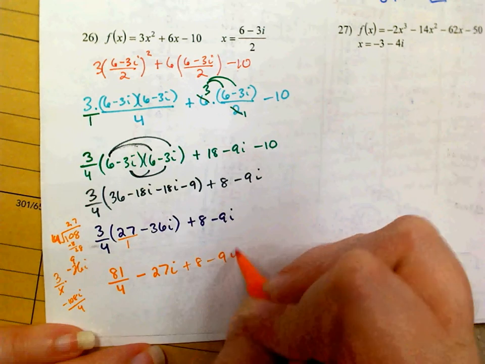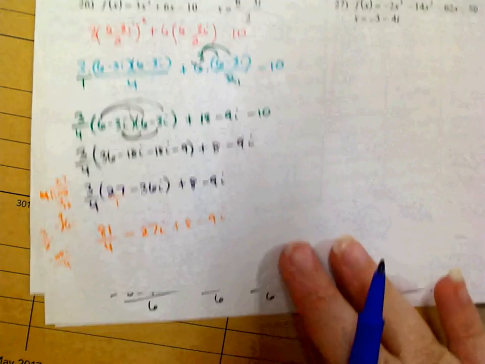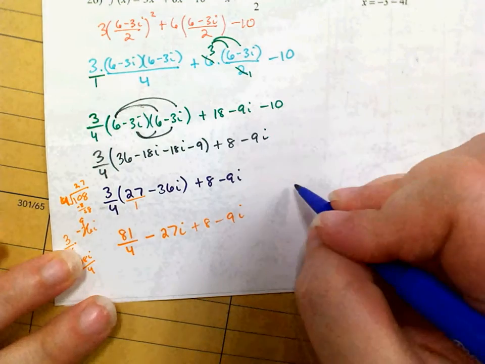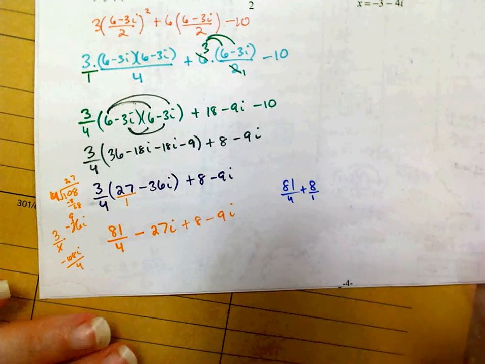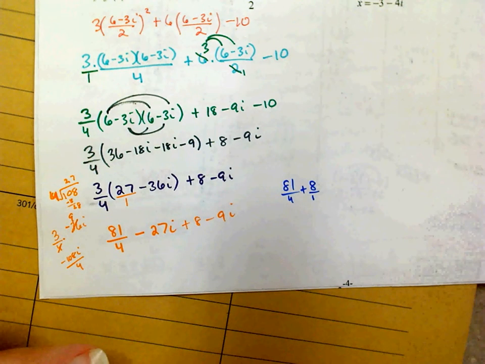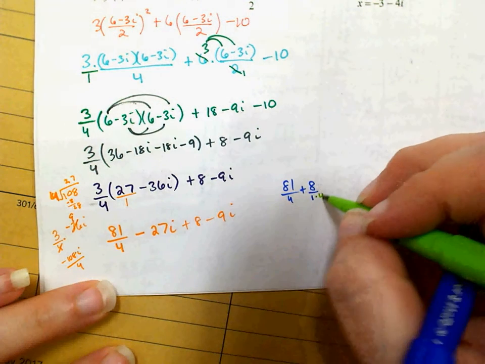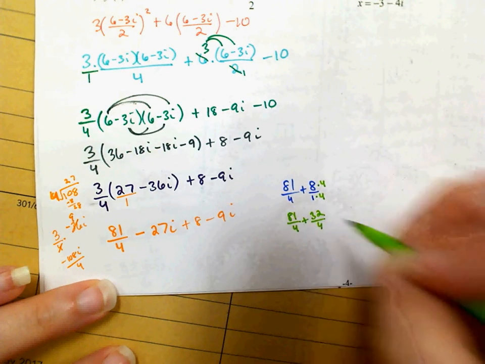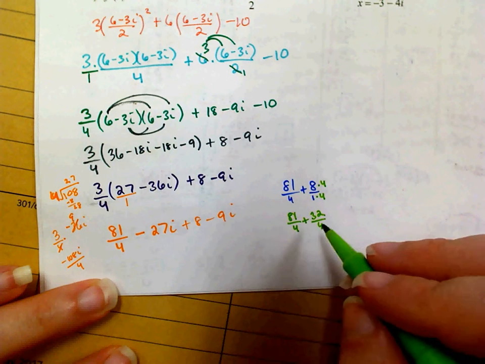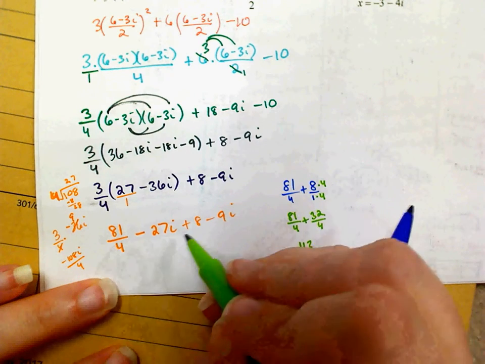Okay, so now I need to combine like terms. I've got 2 real and 2 imaginary numbers, so I need to add 81/4 and 8. 81/4 plus 8. So I have to think of 8 as 8 over 1 and find a common denominator. The common denominator between the two, I have to have a 4 in the denominator. I've got a 4 here, so I need a 4 there, so I multiply by 4. So I've got 81/4 plus 32/4, and 81 plus 32 is, let's see, 113/4. So that plus that is 113 over 4.